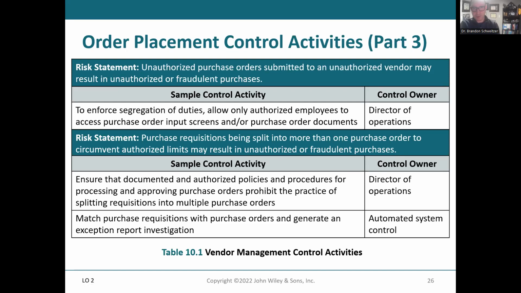Purchase requisitions being split into more than one purchase order to circumvent authorized limits. This is big, right? I've seen a lot of businesses do this because there might be a limit on the amount that you're authorized to spend on a PO. For example, I recently did some work with a contractor that had a limit of $10,000 on any POs before I had to move up the chain of command for authorization.